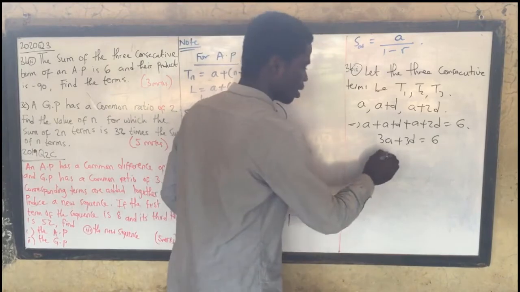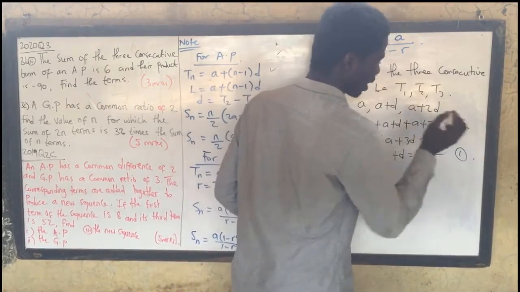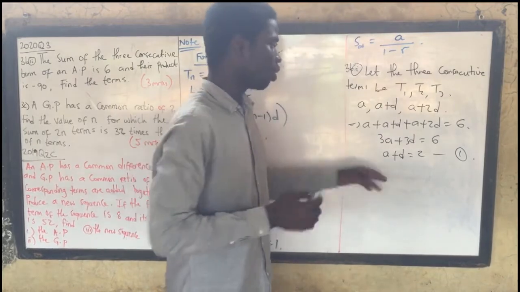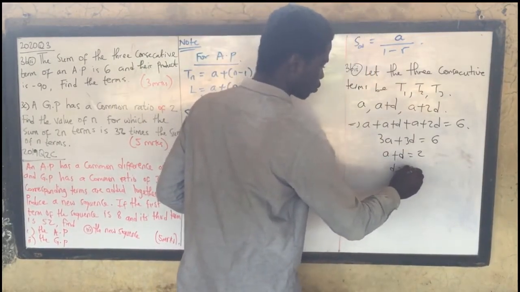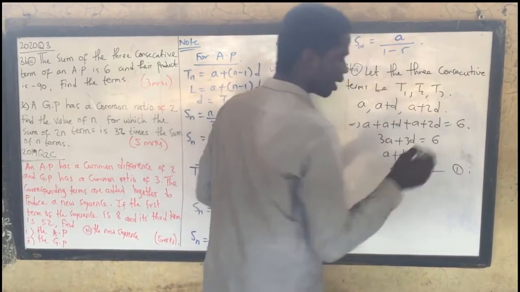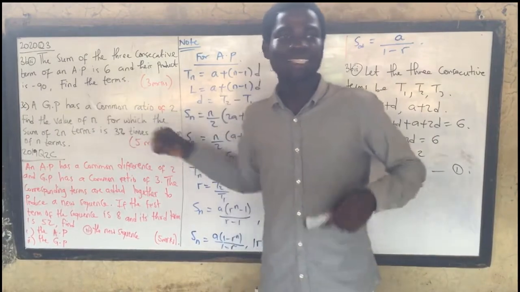Divide through by 3. A plus D is equal to 2. Equation 1. Do you understand? Or make this the subject of formula directly. D will be equal to 2 minus A, equation 1. Now, I'm told again, their product is minus 90.